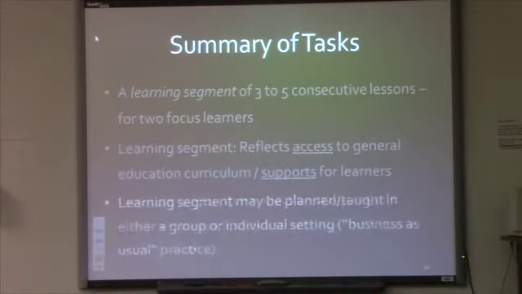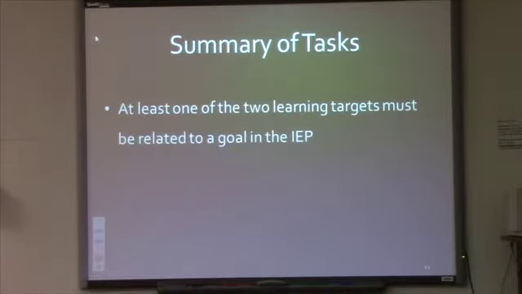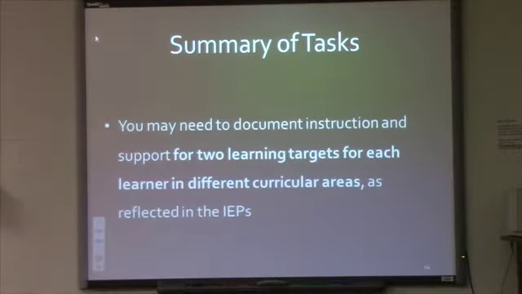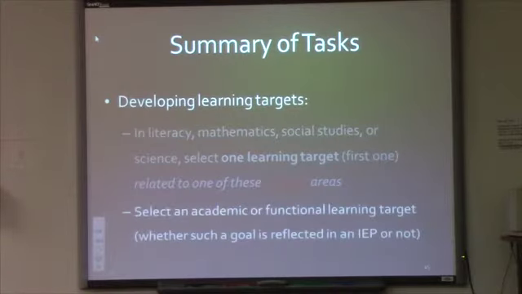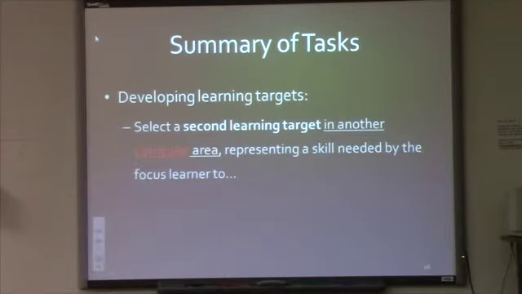So if we go back to the content area for the first target, where is it? The first learning target related to one of these content areas. Then we go to the second learning target in another curricular area, representing a skill needed by the focused learner.